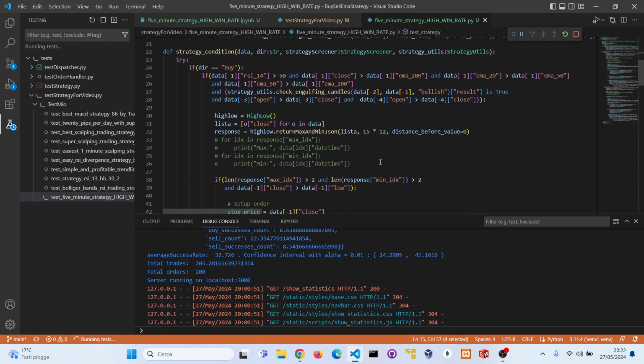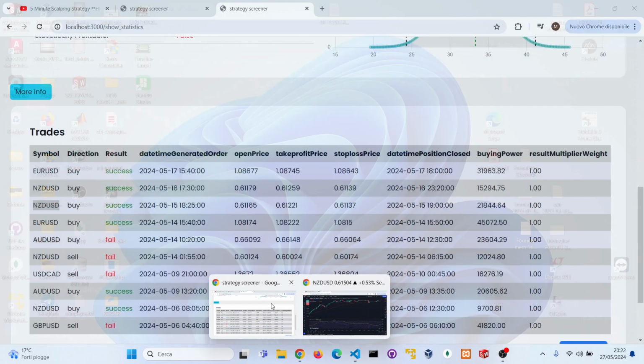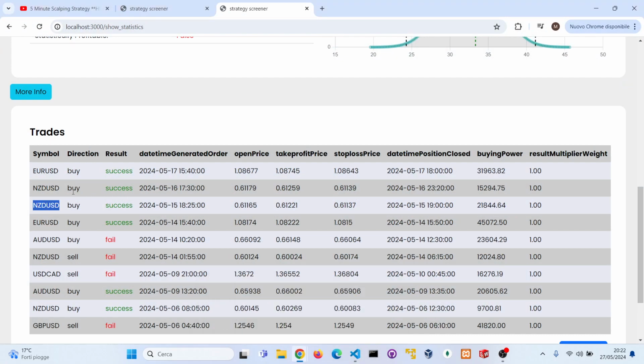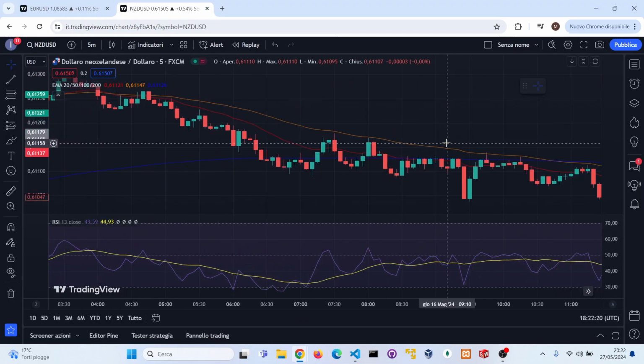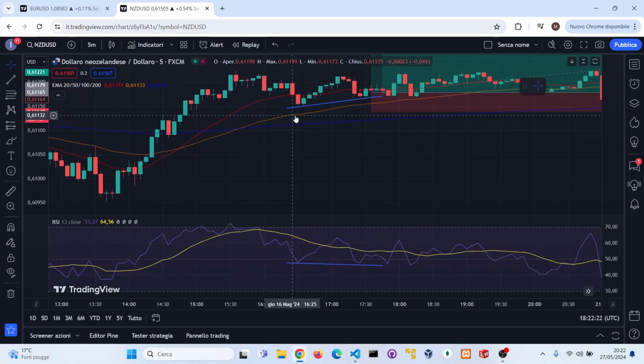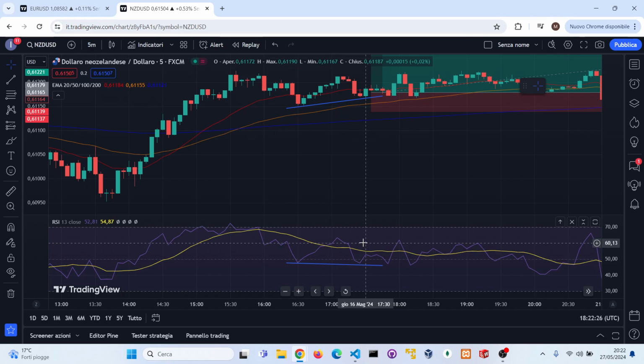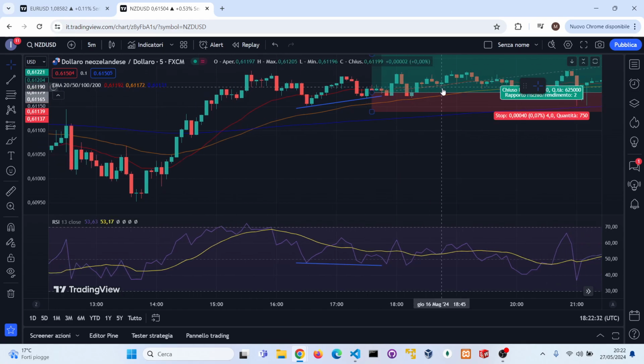Then let's take a look at another example. For example, this one. So it was here. This one was a success, but the other one is here. As you can see, RSI divergence, RSI is matched, and then the EMAs are matched, and the high and low on the hour time frame doesn't touch our take profit.